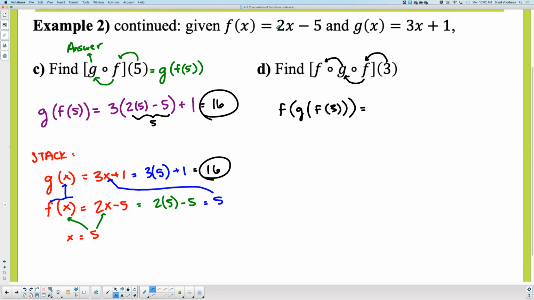So you start with the f, which is 2x minus 5. But instead of the x, what am I going to put in place of x? G, which is 3. But G, you're going to plug into the equation. Instead of the x of g, I want to now put in f, which is 2 times. But instead of this x, what am I going to replace inside of it? 3. And finally, we get a close of parentheses.